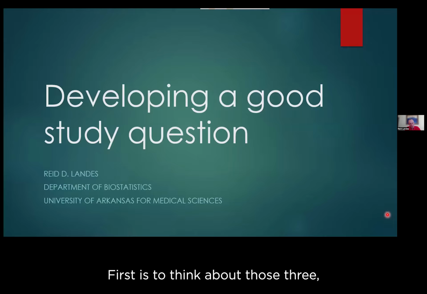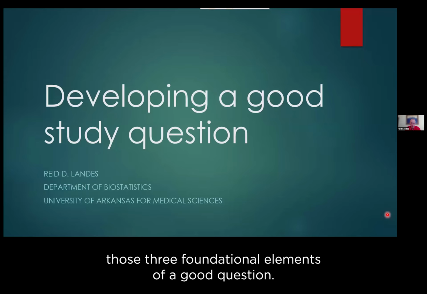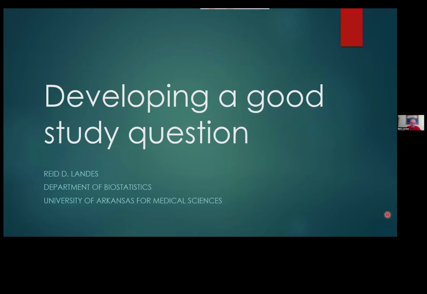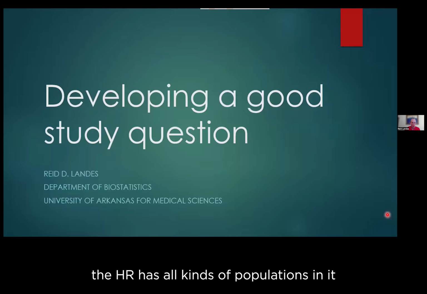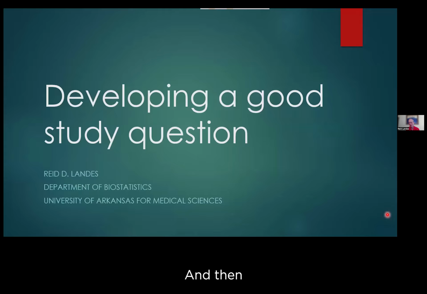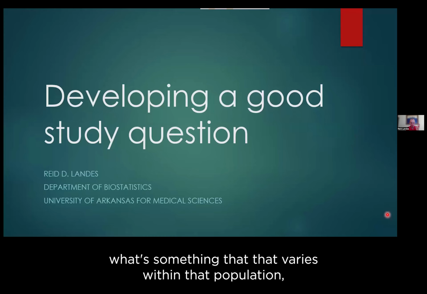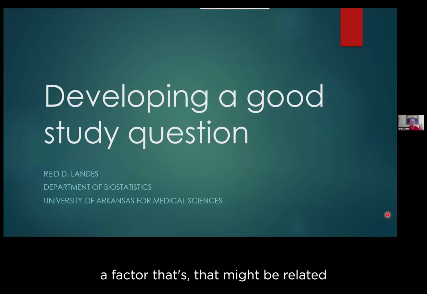First is to think about those three foundational elements of a good question. The outcomes that are in that EHR that you're interested in. If you have an example that you want to know, maybe we can come up with something. But yeah, the outcomes. The EHR has all kinds of populations in it. To focus in on the population of interest, and then what factors, what's something that varies within that population, a factor that might be related to that outcome.